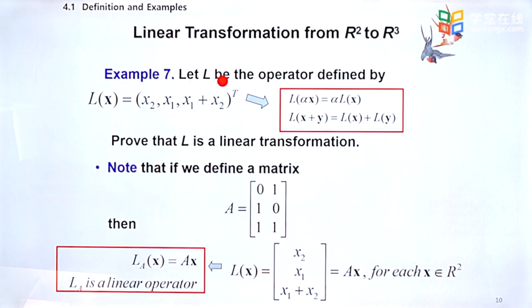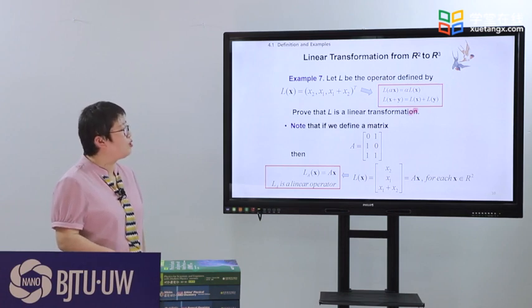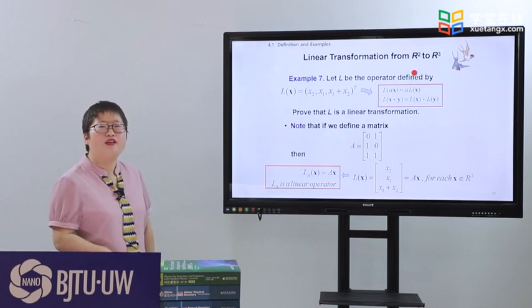And the third component of L of x comes from the summation of the two components of the original vector x. And it is easy to check that L of alpha x equals alpha times L of x. And you can also check that L of x plus y equals L of x plus L of y. So this is really a linear transformation.